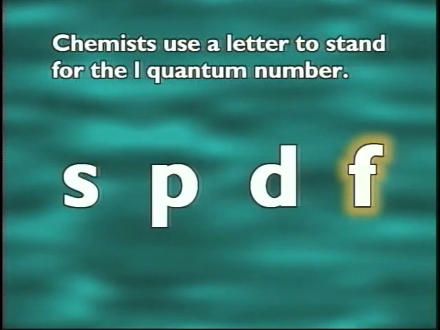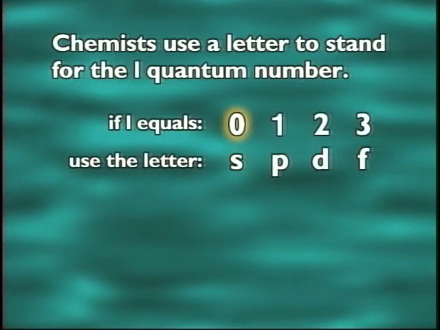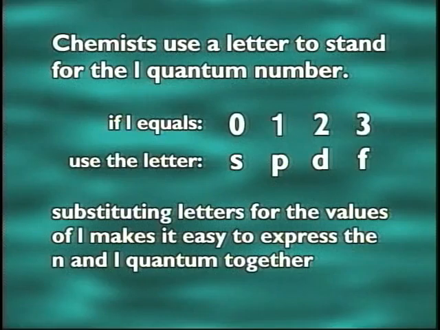So, if L equals 0, we use the letter S to represent that number. If L equals 1, we use the letter P. If L equals 2, we use the letter D, and if L equals 3, we use the letter F. These are standard. Substituting letters for the values of L makes it easy to express the n and L quantum numbers together. You can find this quantum number letter scheme on your insert card.